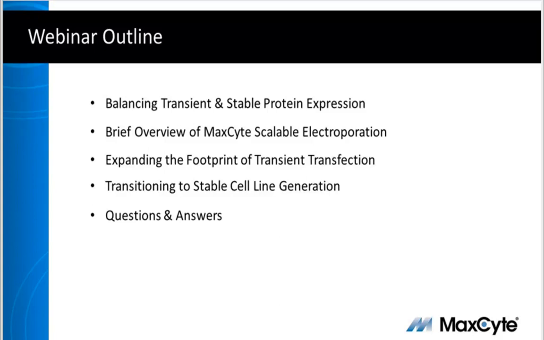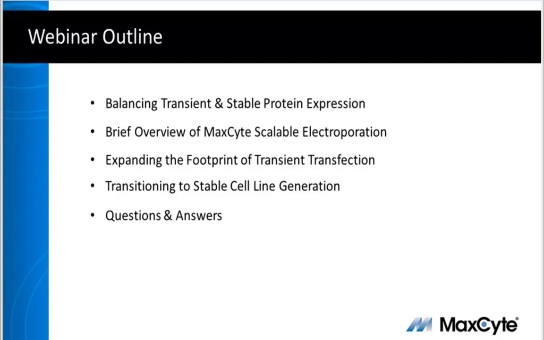Next, I'll focus on how the high level of performance and scalability of Maxcyte technology is expanding the footprint of transient transfection, ultimately with the goal of positively impacting development timelines and costs. I will present data illustrating gram-scale production of recombinant proteins, including antibodies and antibody-like molecules from a variety of CHO cell lines using transient transfection.